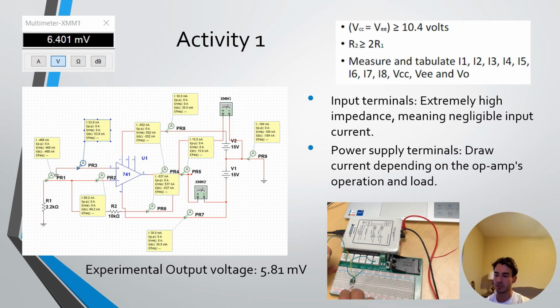Viewing our actual results, our experimental data showed an output voltage of 5.81 millivolts, approximating the 6.4. There might be some equipment or experimental error that led to this discrepancy. The rest of the currents appeared as zero, and that makes sense as the theoretical value is in the nanoamp range, which our multimeter was not sensitive enough to detect. That concludes activity 1.